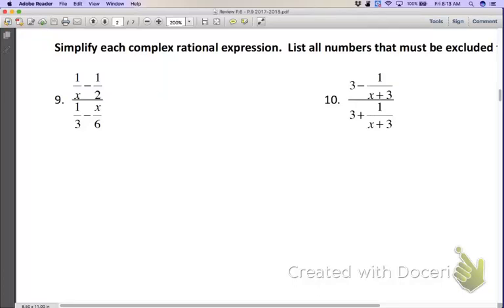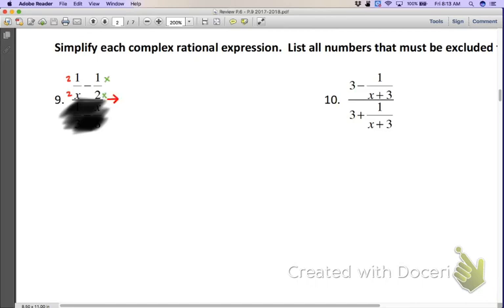All right, P.6, P.9 review number 9. First thing I want to do is focus on the top and then focus on the bottom. So let's forget about what's down here for a second and treat it as two different problems. So if I had 1 over x minus 1 over 2, I need to get the denominators to be the same, right? So in doing that, I need to multiply the first one by 2 over 2, and then I need to multiply the other fraction by x over x.